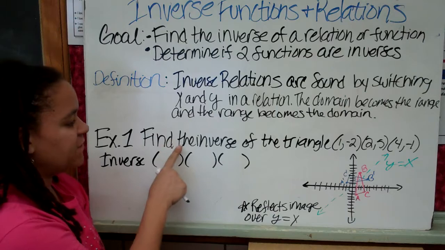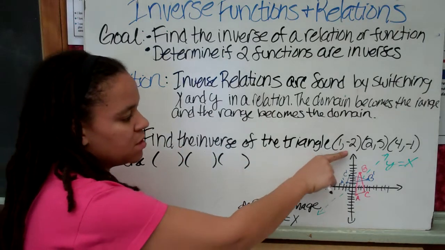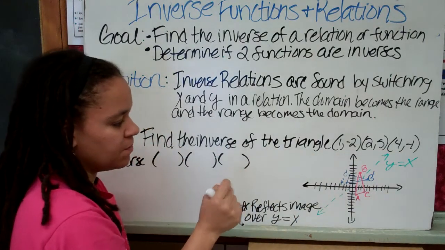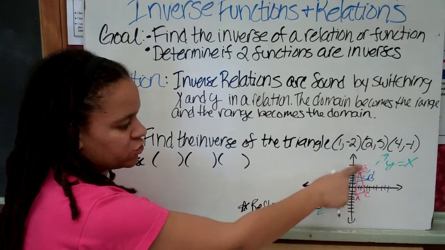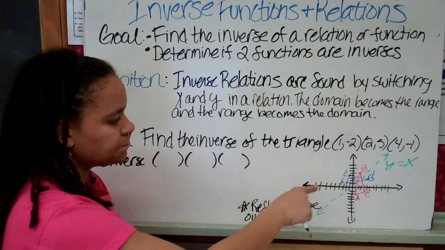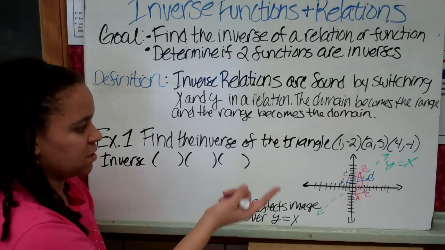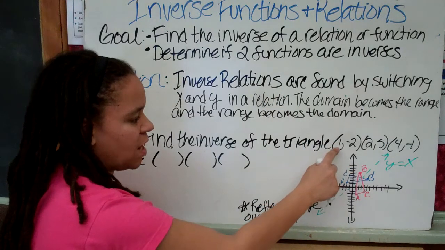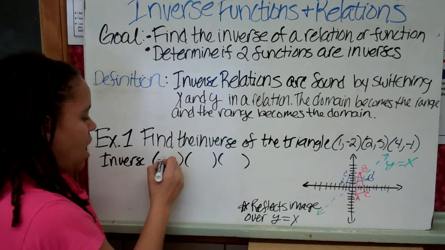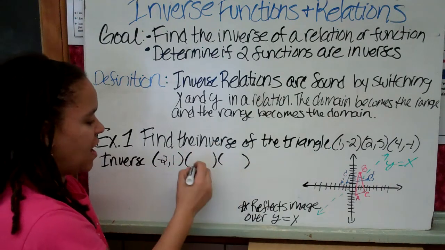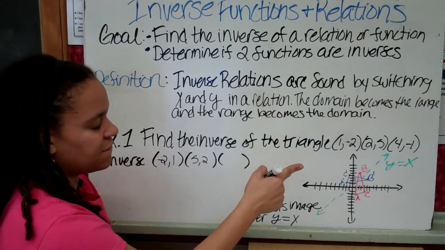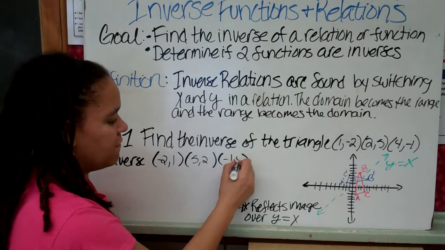So, example 1, let's find the inverse of this triangle. These are the points on the triangle, the red triangle that I've graphed here. And we want to find the inverse. So what it says is switch the x's and y's. Instead of 1, -2, I'm going to have -2, 1. Instead of 2, 5, I'm going to have 5, 2. Instead of 4, -1, I'm going to have -1, 4.